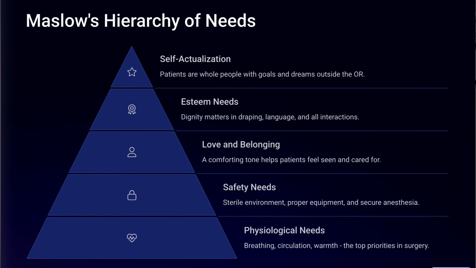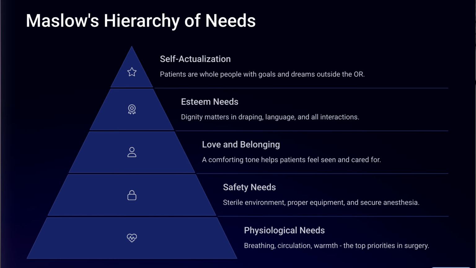Let's talk about what patients actually need and how we prioritize those needs. We use Maslow's hierarchy of needs to understand this. It's a pyramid with 5 levels, each representing a layer of human necessity. Physical needs, which include breathing, circulation, warmth, nutrition, your patient's most basic survival needs. These are your top priority in surgery. Then you have your safety needs, ensuring the environment is sterile, the equipment functions properly, and the patient is secure under anesthesia. Next is love and belonging.